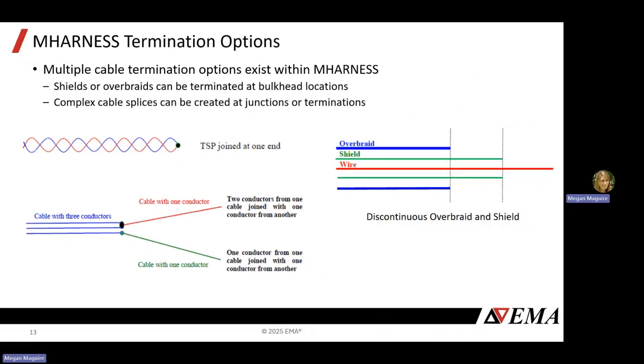There are also a lot of different termination options available. On this slide, I show just a couple of them where you can say you want to join the pins in a TSP at one end, you have that option. You can have cable splices, so you can have, let's say, 2 pins that then connect to another pin, so you have that junction. You can stop an overbraid short or a shield short and have the wire continue on unshielded. There are a lot of different ways that you can do this within the software, but these are just a few examples.